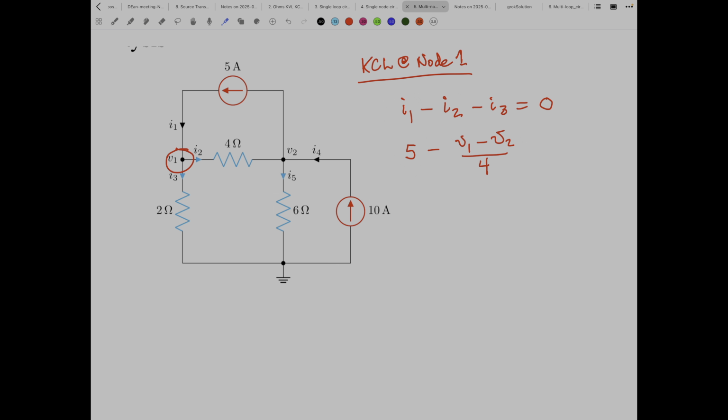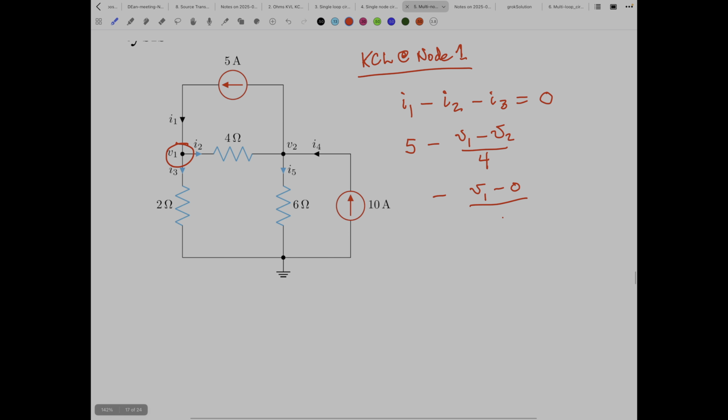And the third one, this guy, we're looking for this current. Again, I'm going to mark this as the plus side because the current goes in on that side. This is the minus side. The current's going out on that side. And I know the resistance, it's 2 ohms. So I can go ahead and go for I3 will be V1 minus 0, because the reference node is 0 volts, divided by 2. And all of that is equal to 0. So that is KCL at node 1, this expression.